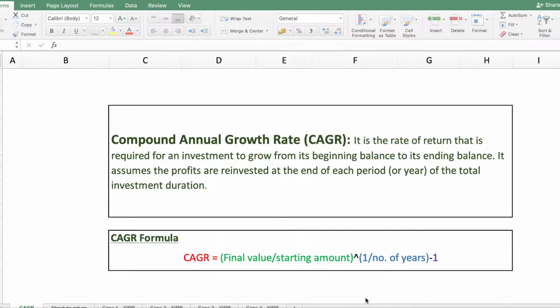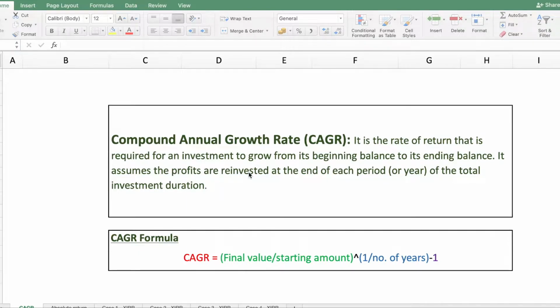So let's understand what CAGR is. It is the rate of return that is required for an investment to grow from its beginning balance to its ending balance. That means, for the investment amount, let's say it's invested for 5 years. At the end of the 5 years, what is the ending value? What is the investment value? And then it assumes the profits are reinvested at the end of each period or year of the total investment duration. That means the CAGR assumes compounding every year, at the end of every year.